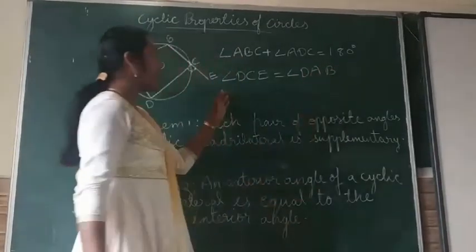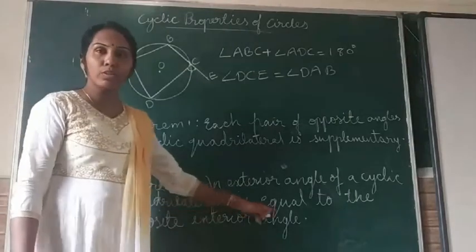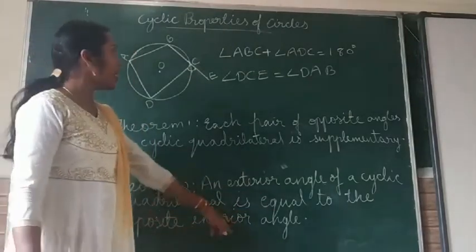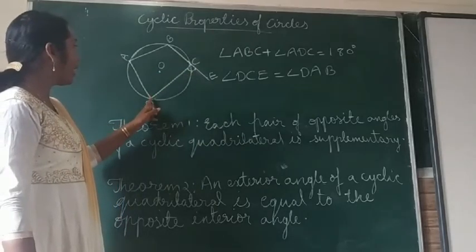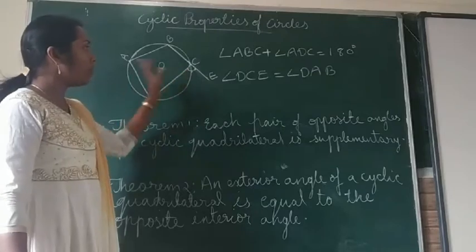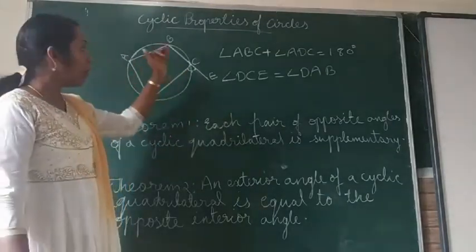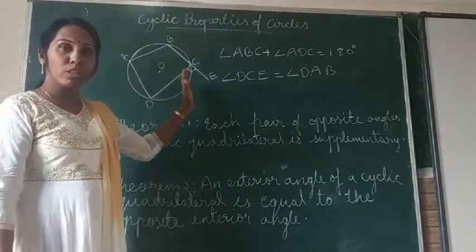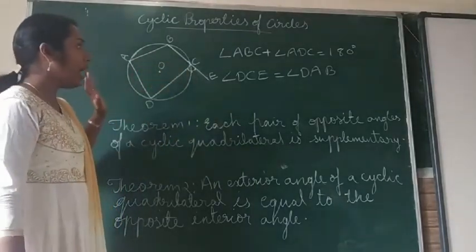So this is the second theorem. An exterior angle of a cyclic quadrilateral is equal to the opposite interior angle. Exterior angle DCE is equal to interior angle DAB. They are opposite angles. So they are equal. Similarly, you take any exterior angle at any vertex. Each of those exterior angles will be equal to the opposite interior angle.